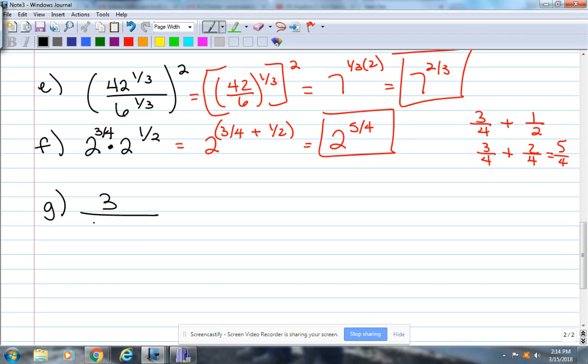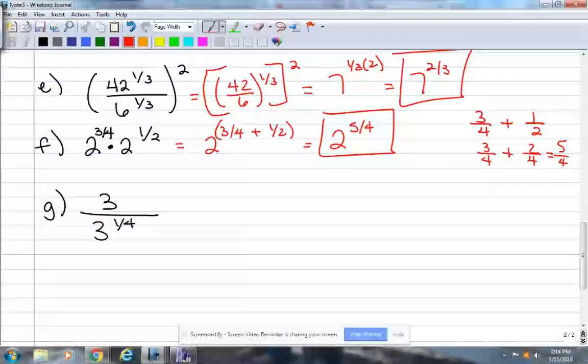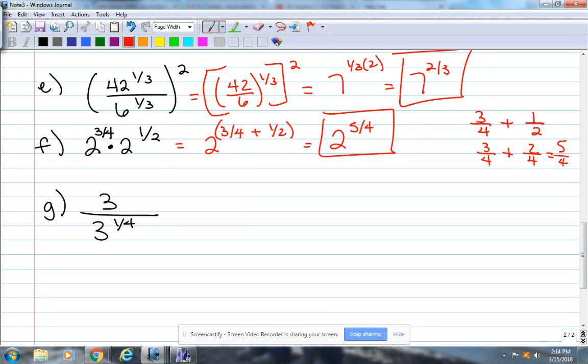3 divided by 3 to the 1/4 power. Y'all tell me what I need to do. Yep. So it's 3 to the 1 minus 1/4. What is 1 minus 1/4? 3/4. 3 to the 3/4 power. I can't take a fourth root of 3. So there's my answer.